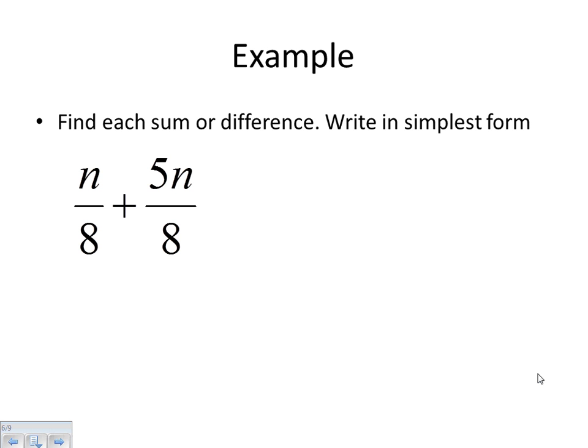All right, now I have this problem, an algebraic fraction, n over 8 plus 5n over 8. Now again, just because we're adding some variables in, do not stress. It's just going to be the same process. The same process meant we have the same denominators, so we just simply add the numerators. Now actually, I want you to take a minute to see if you can figure this out before I go ahead and show you the answer.